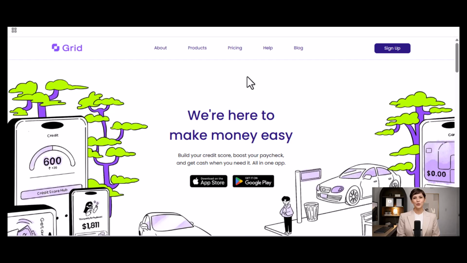When you open a cash advance app like Grid Money, the promise is simple. Get quick access to cash between paychecks without undergoing a traditional credit check. However, one of the most common points of confusion for users centers around a single question: why is my Grid Money advance limit so low, and how are these limits actually determined?